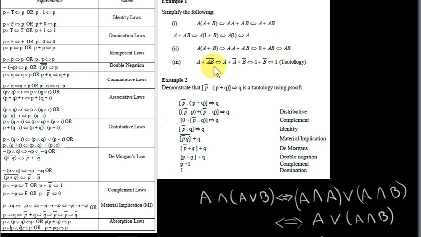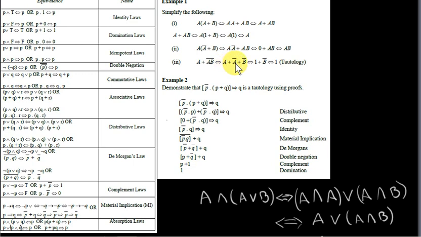In this example here, we want A plus the negation of AB. We can use one of De Morgan's laws to break this term into two terms. So we go over here, we see that the negation of P dot Q is equivalent to not P or not Q. So the not AB is equivalent to not A plus not B.